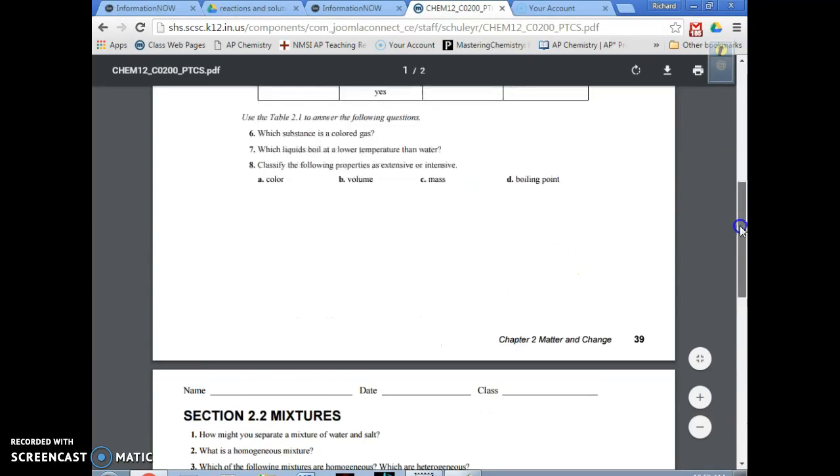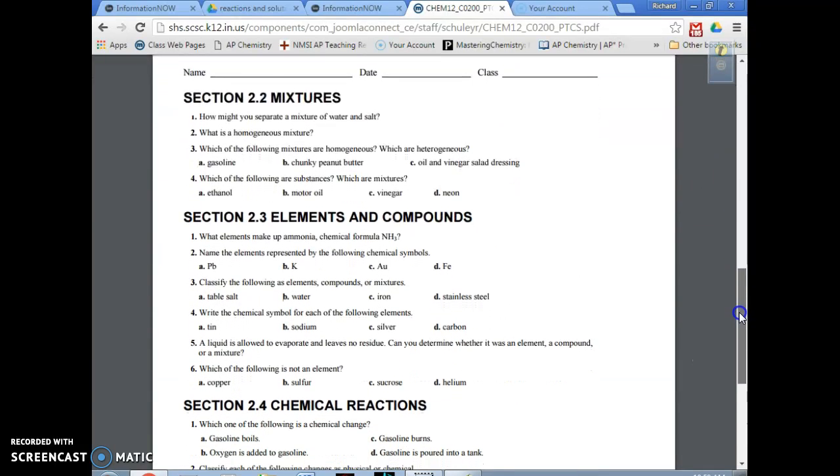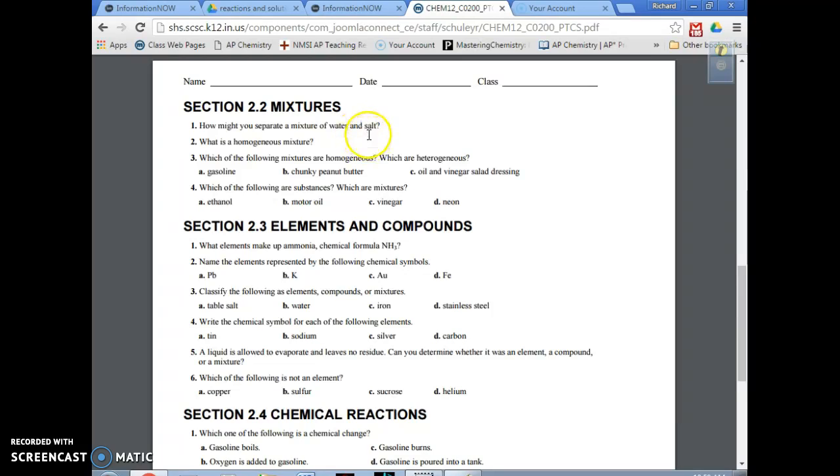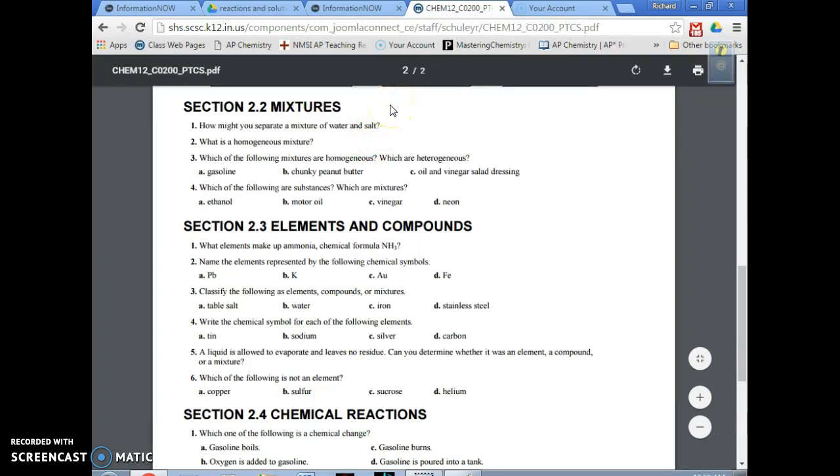All right, moving right along. How might you separate a mixture of water and milk? Or excuse me, water and salt. Well, I'd probably evaporate them. Now, if you have to keep the water, then I would probably distill it, because then I get the water back and the salt will remain behind. Homogeneous mixture looks like one thing. We also call it a solution.